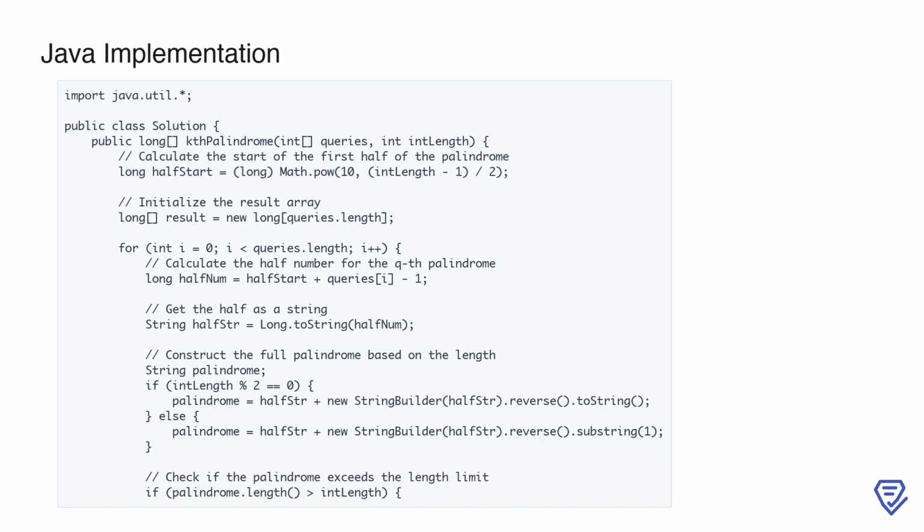Depending on whether int length is even or odd, we concatenate half_str with its reverse. For even lengths, we directly append the reverse, while for odd lengths, we exclude the first character of the reverse string to avoid duplicating the middle character.